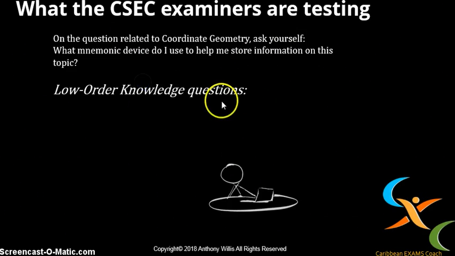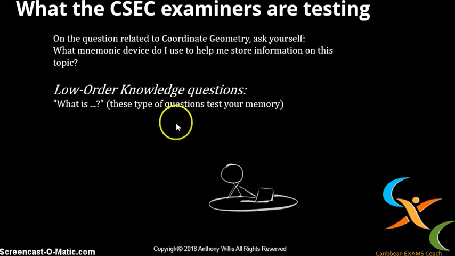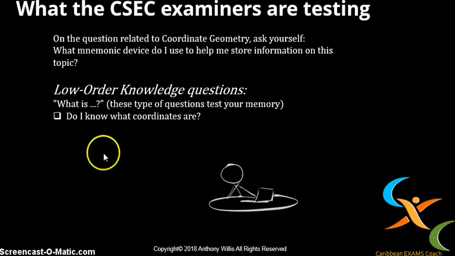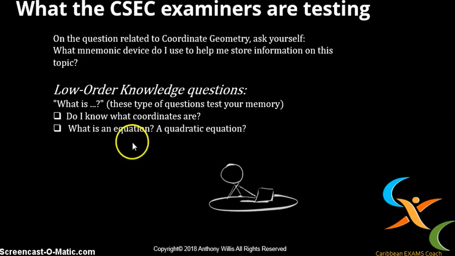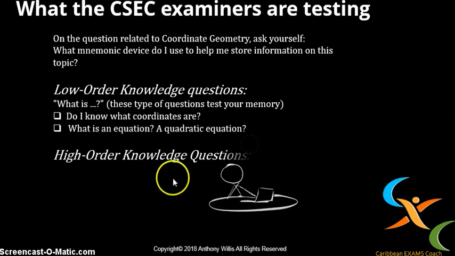So the question to ask yourself is, remember there are two types of questions: lower order questions and higher order questions. Low order questions start with what is. For example, what is coordinate geometry? What is geometry? What is a coordinate? And so on. Do I know what coordinates are? You need to take out your notebook, write out what is a coordinate, or what are coordinates. What is an equation? What's a quadratic equation?